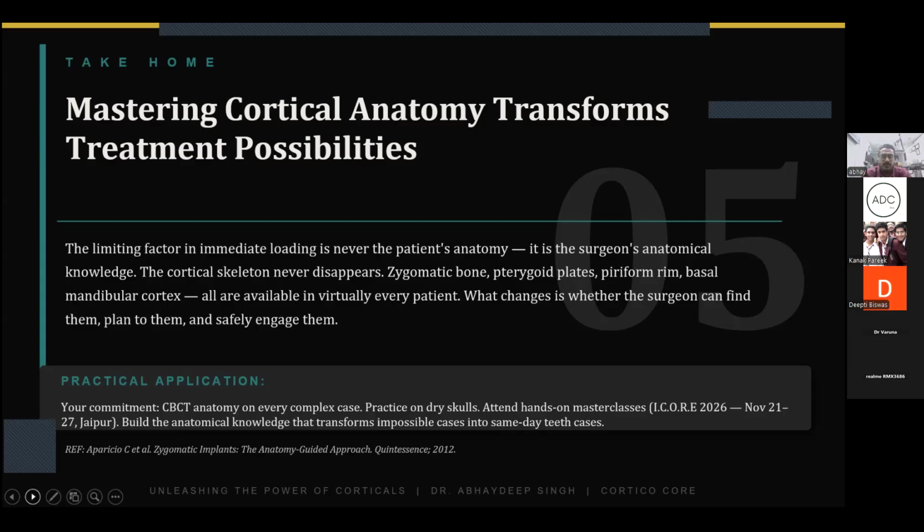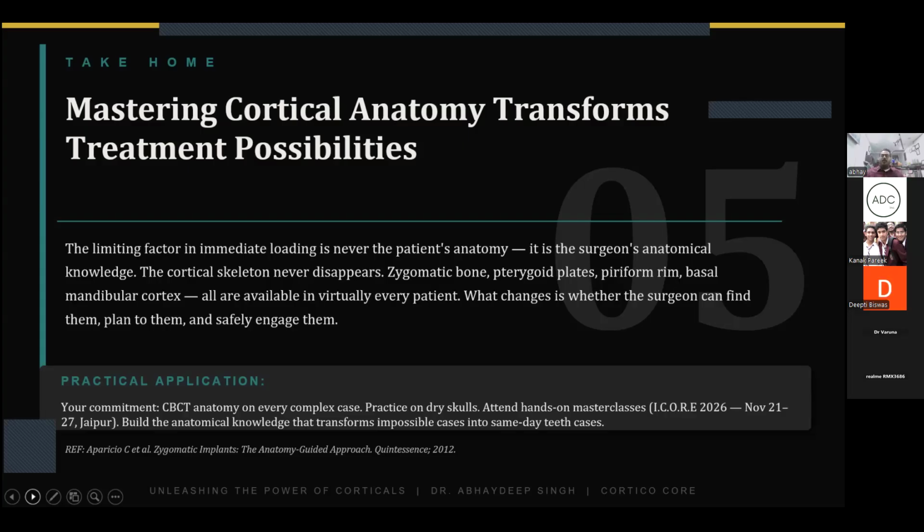Nobody would love to take the blame for a lack of knowledge. So I would urge all of you to take proper training before you go for cortical engagements. And we are giving one opportunity like this in the month of November at Jaipur.